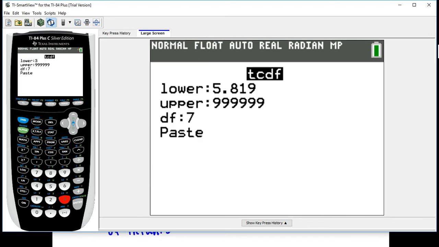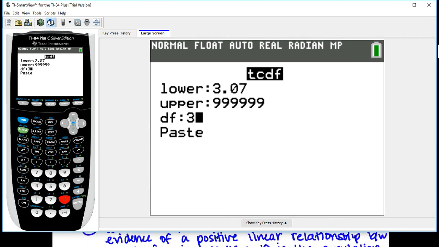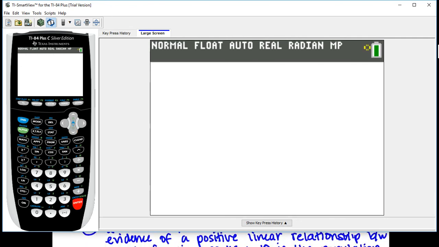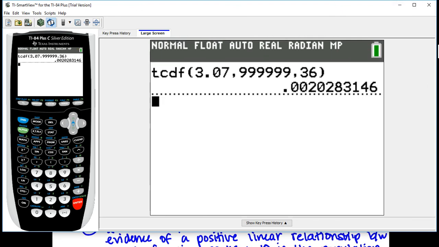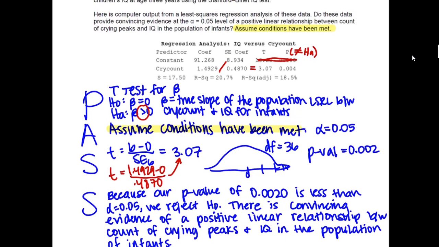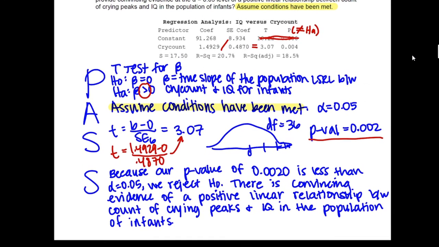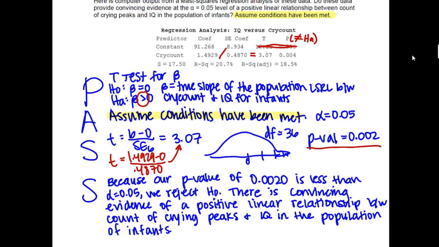So our T was 3.07. Keep the infinity there. And then our sample size was 38 infants, so we have 36 for our DF. Hit paste, and I got 0.002, which is the right answer, not 0.004. And so if we want a greater than HA, we have to cut that p-value in half, or like I said, just do it yourself with a TCDF. And then same as always, because our p-value is less than alpha, we reject the null. There is evidence of a positive linear association.